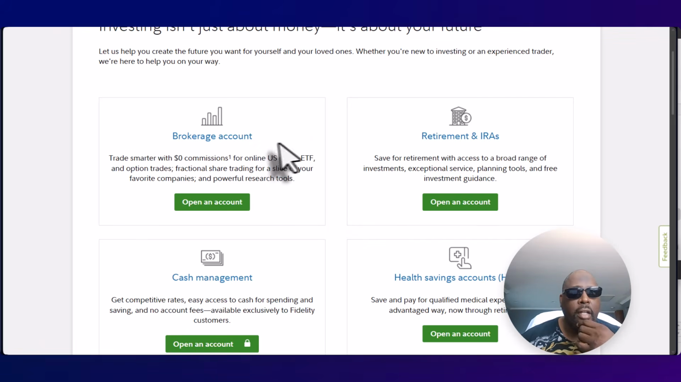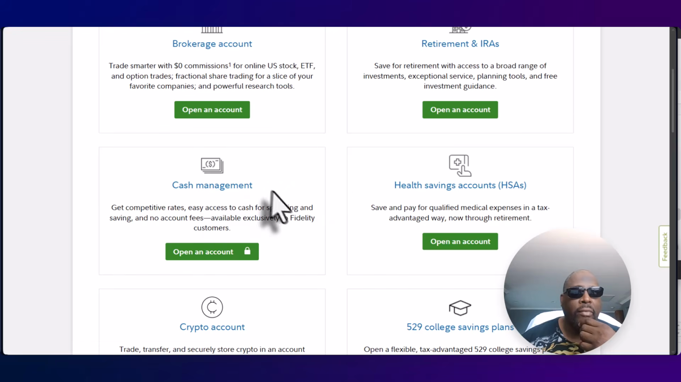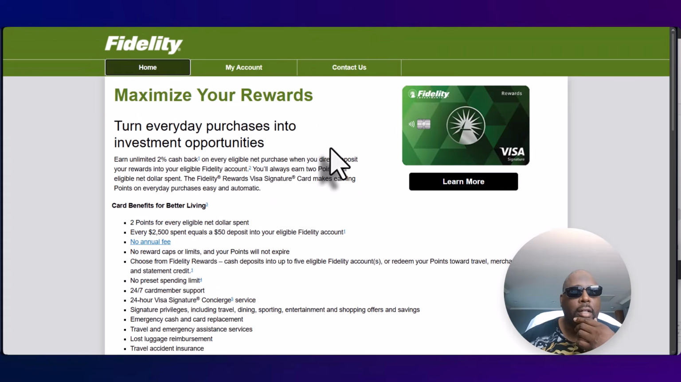But see here, you have your brokerage account, you have a retirement account, you have your cash management. And this is what a lot of people want to get access to, this cash management. Now, the reason why is because of this. This is the Fidelity Visa Signature card. Okay. Now, here's the reason why.